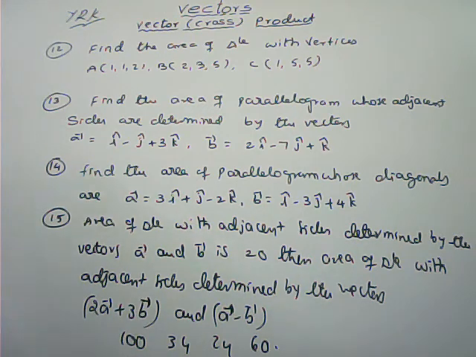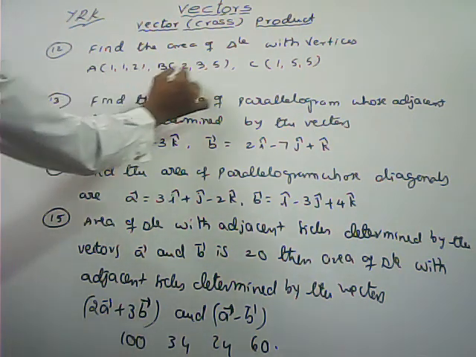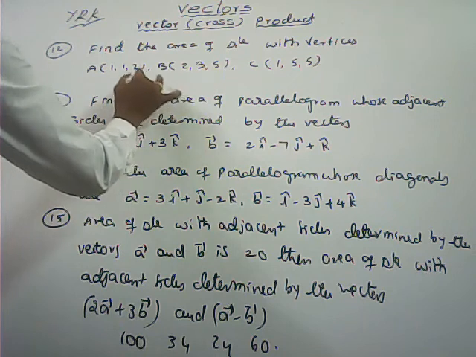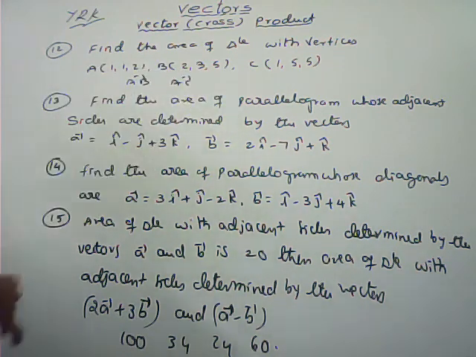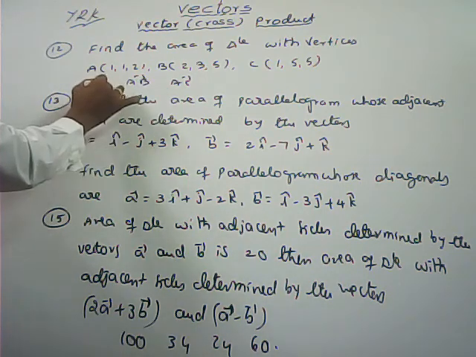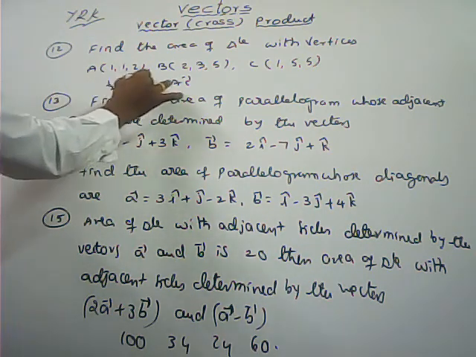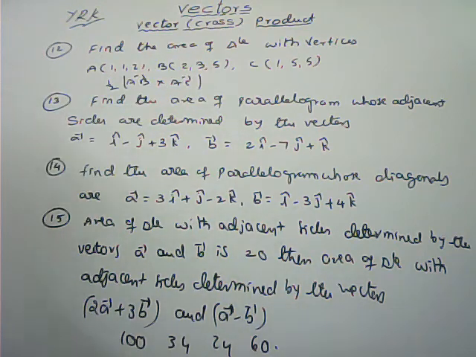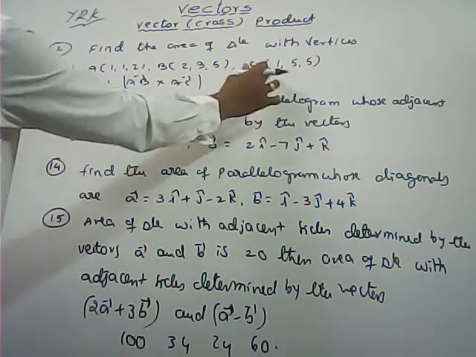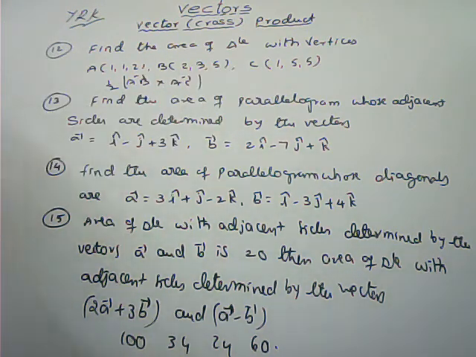Here, based on that formula, we can write out. 11th one already we discussed. Here, OA bar, OB bar, OC bar are given. You can find AB bar and AC bar. After finding that one, find the area of the triangle. These two are the adjacent sides of a triangle, half into modulus of AB bar cross AC bar. AB bar, how to get that one? OB bar minus OA bar. And AC bar, we can get OC bar minus OB bar.